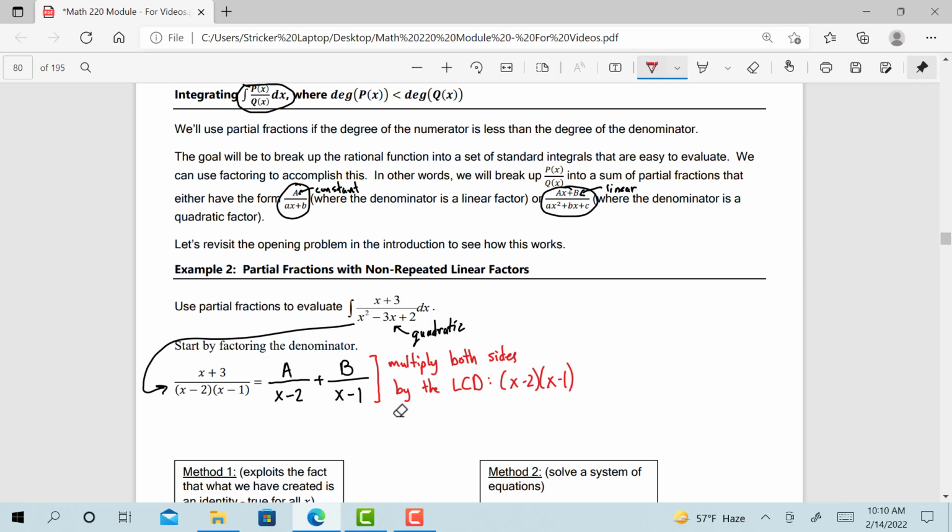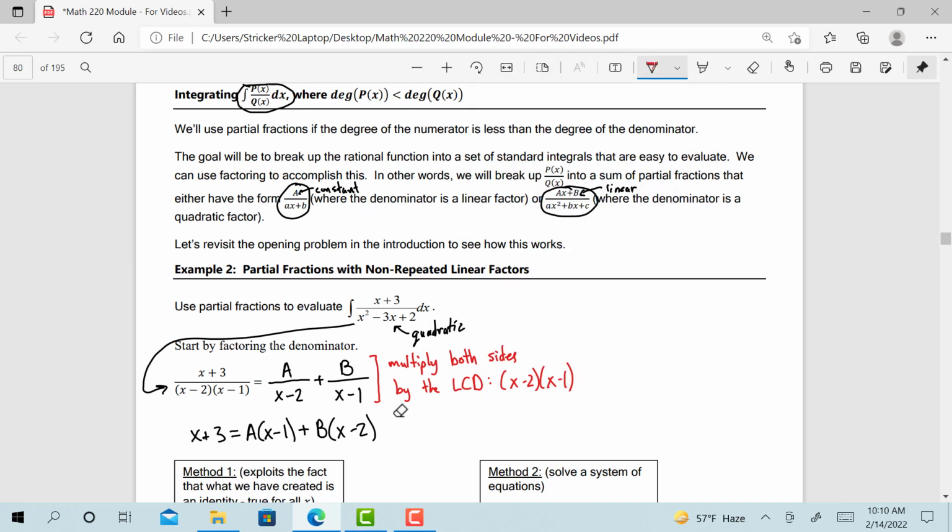So when we do that, when we multiply both sides by the least common denominator, the left side is going to be x plus 3, and then the right side is going to be a times x minus 1 plus b times x minus 2. And now the goal is to figure out what those constants a and b are.